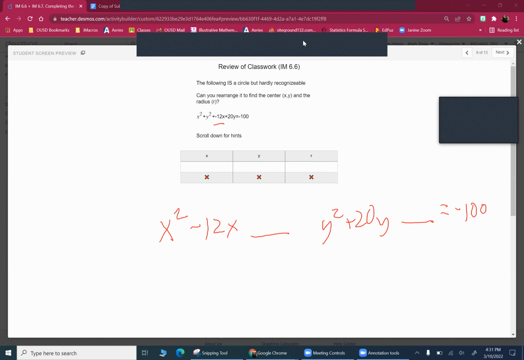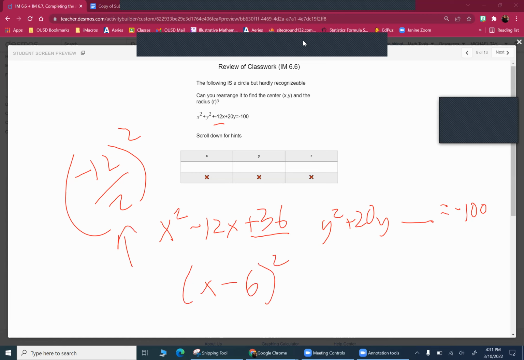Like in the previous problem, I already had 3 numbers and they were already set up, but I can turn these into perfect squares. I can say, oh, well, minus 12 divided by 2 is 6. That squared is 36. If I add a plus 36 there, that is now a perfect square. So I can say, oh, well, that's x minus 6 squared. Once again, the 6 came from minus 12 divided by 2.